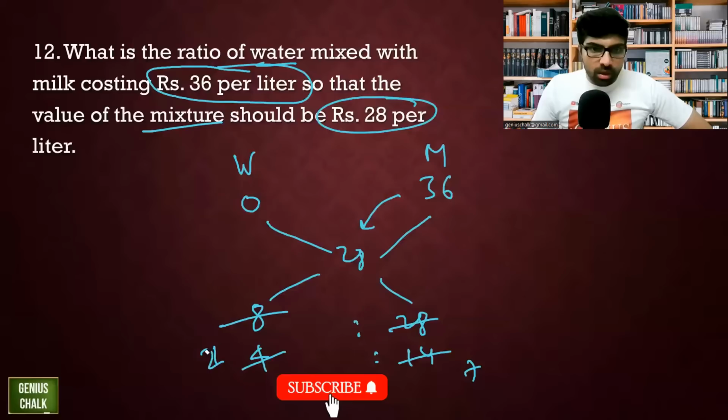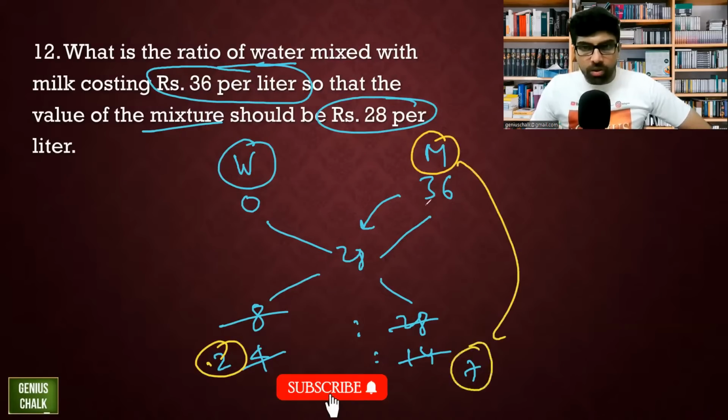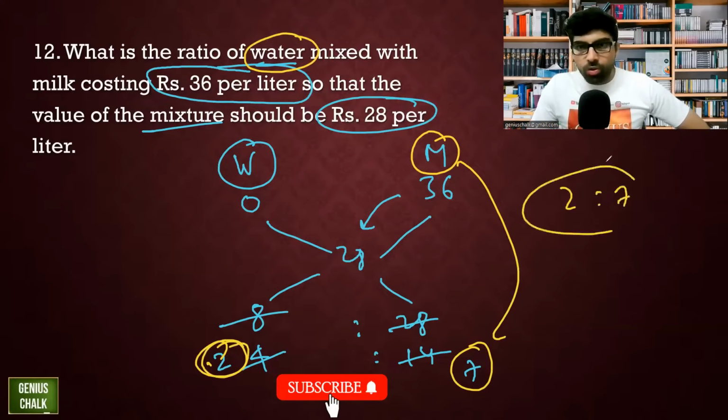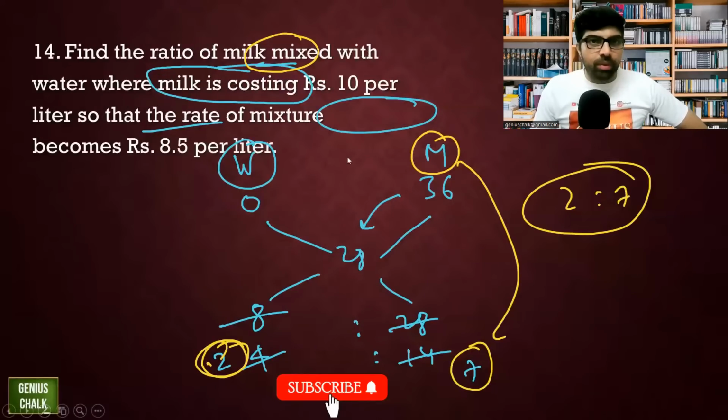So what is the overall answer? I have to mix water in 2 ratio, and I have to mix milk in 7 ratio. So milk is more. So what is the ratio of water mixed with milk? So the ratio is asked. So the ratio has to be 2:7. 2:7 has to be my answer.